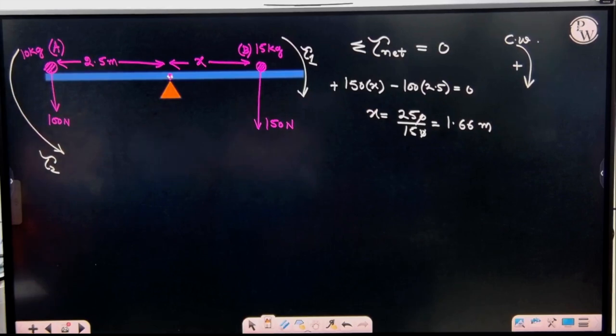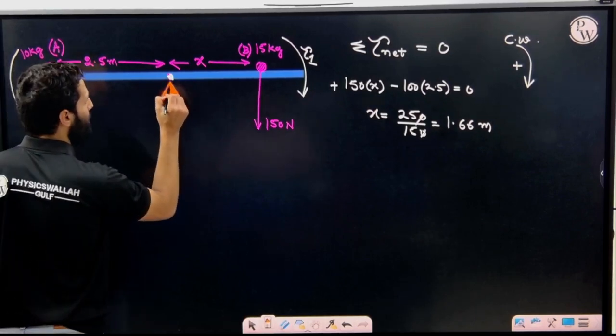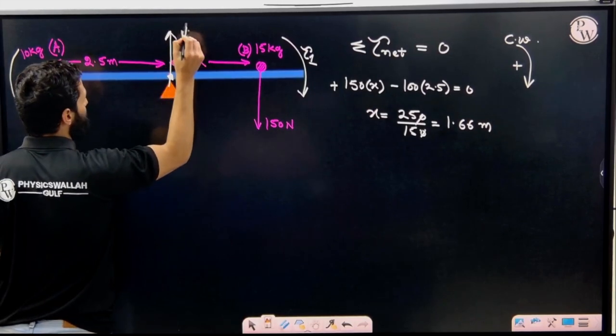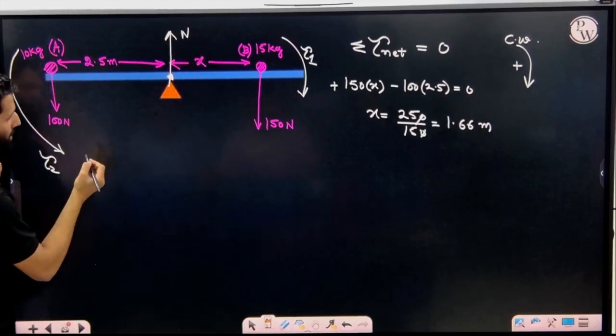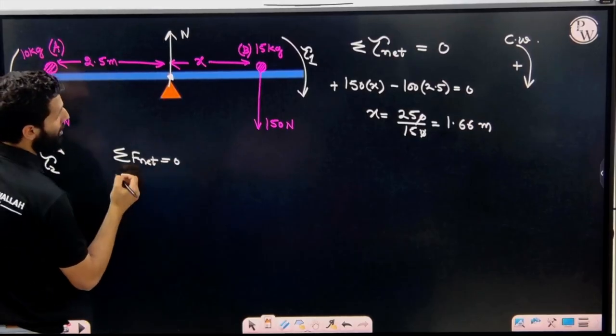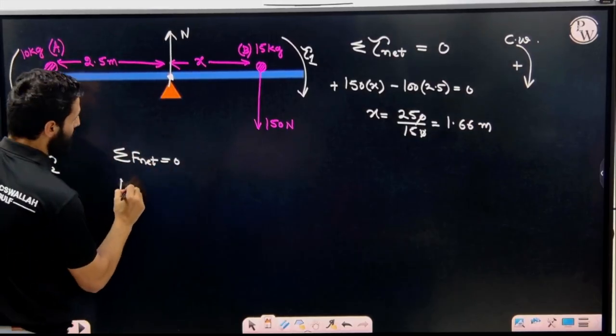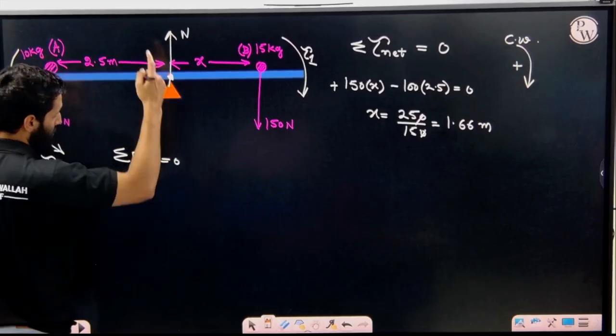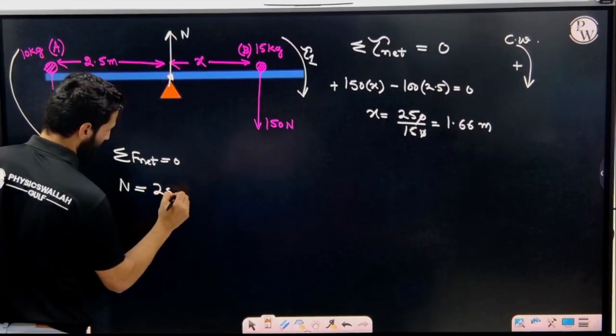Now if anyone asks you what is the normal force on the hinge: normal force is equal to 250, because the net force is also equal to 0. If net force is equal to 0, it's in translational equilibrium also. So I can say upward force is equal to downward force. Normal force is equal to 250.